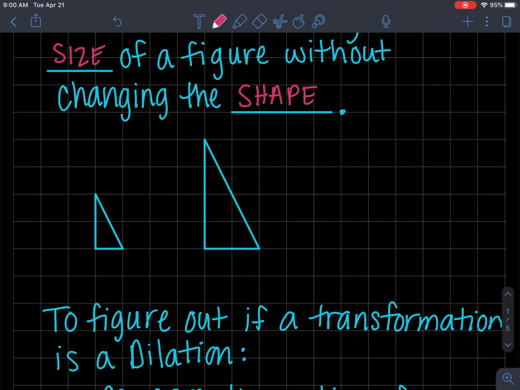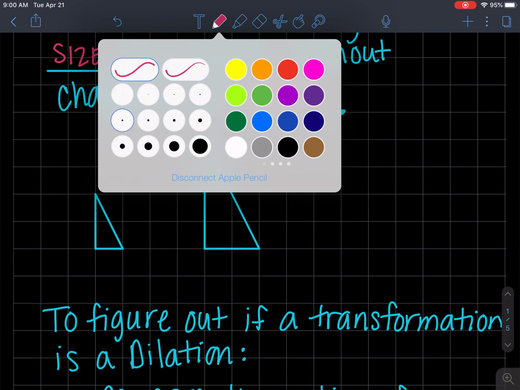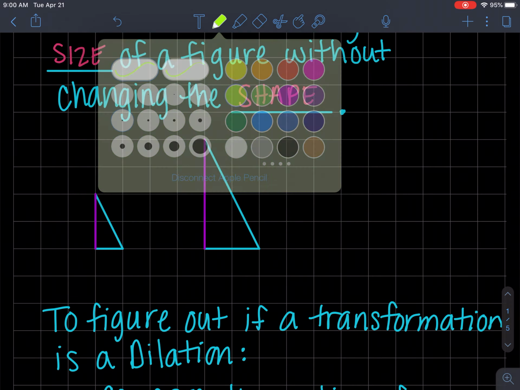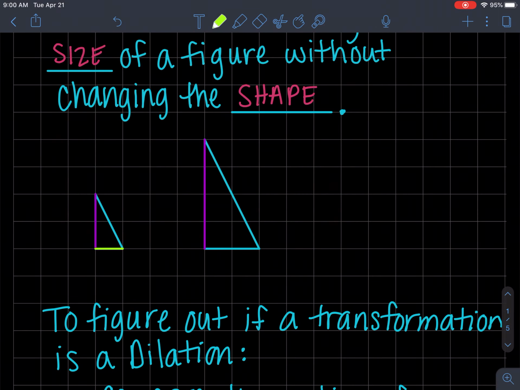Okay, so the first thing we're going to do is make sure we are aware of what our corresponding sides are. So corresponding sides just means it's the same side of the shape in both shapes. So in this case, the height, these are corresponding sides. So I'm changing the colors. Okay, so those are the corresponding sides. The bases correspond. And then we have our hypotenuse.